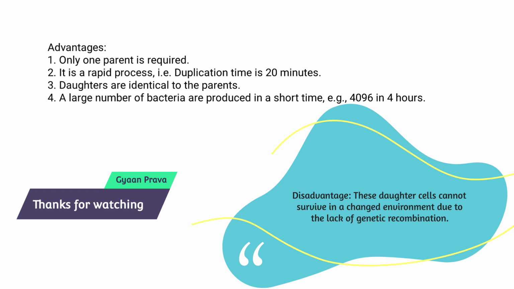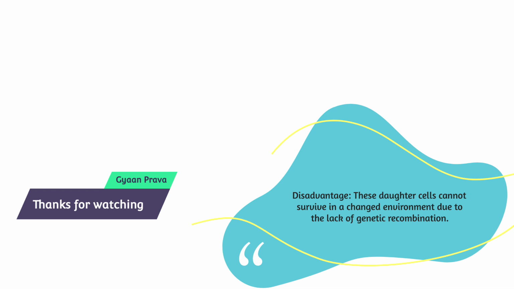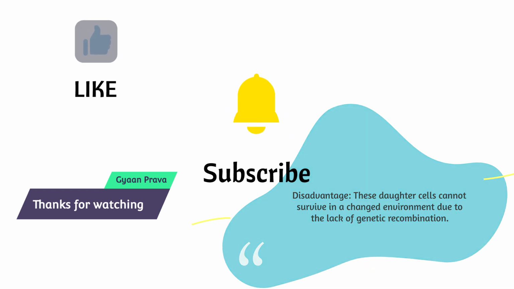And regarding the disadvantage, the cells produced by binary fission cannot survive in a changed environment due to the lack of genetic recombination.